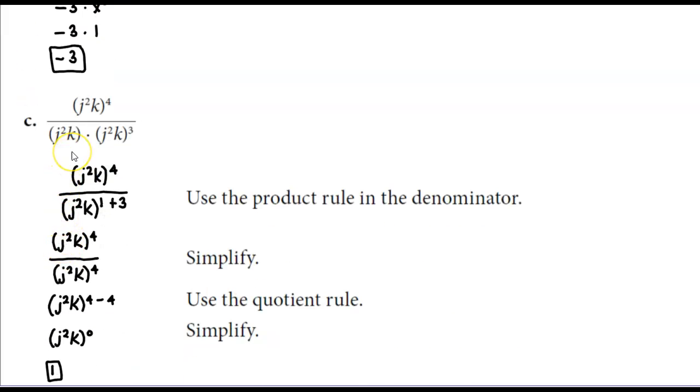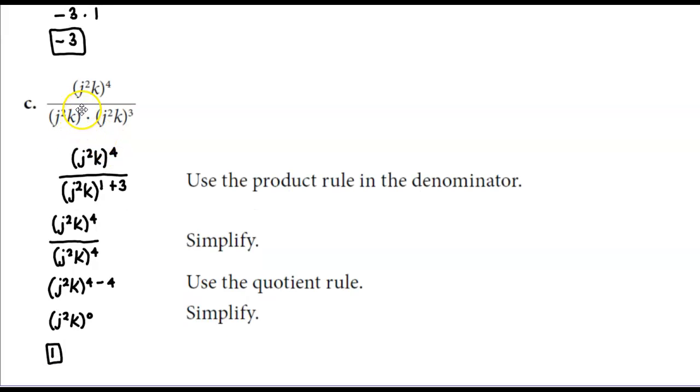For part C, we have a base of j squared k to the power of 4. And in the denominator, we have j squared k times j squared k to the power of 3. So in the denominator, we need to simplify that first. Notice here that there's an exponent of 1 for the first term.